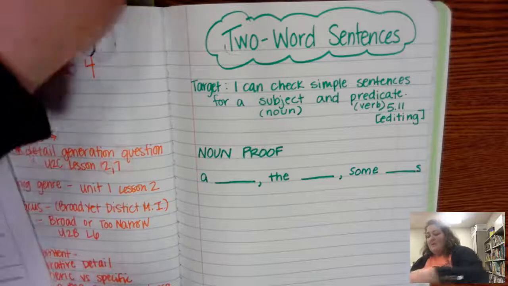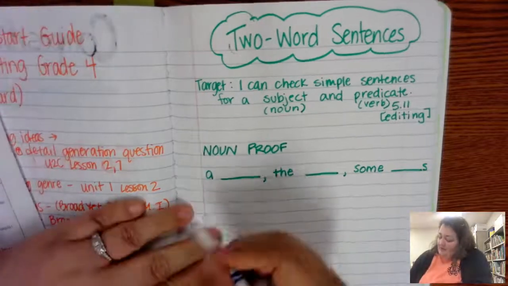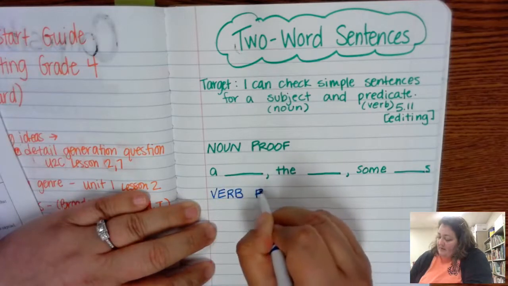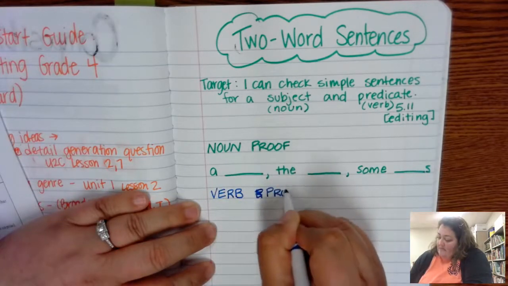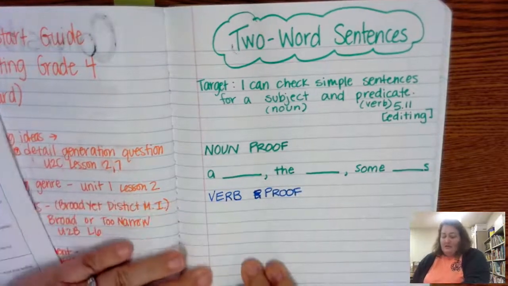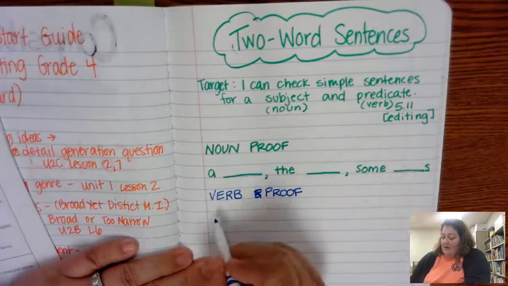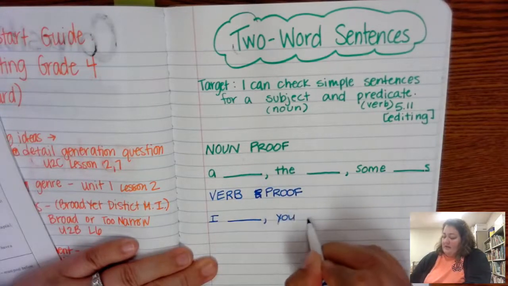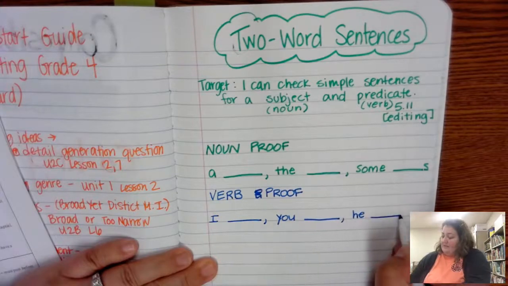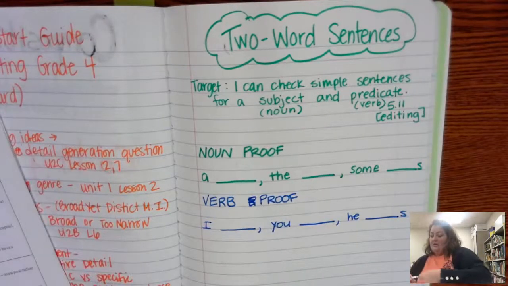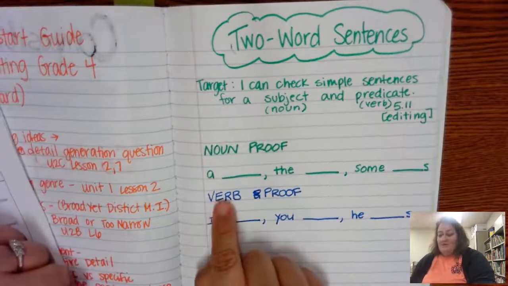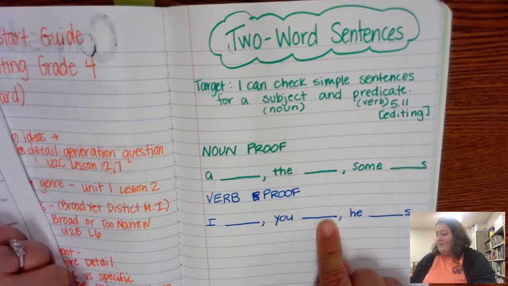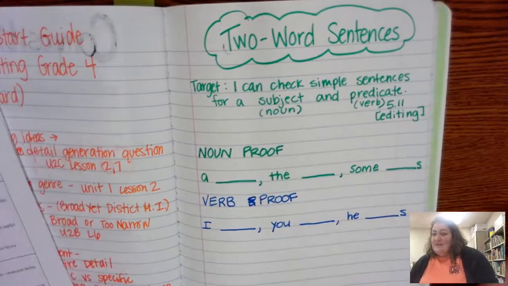Now verbs also have a proof. So I'm going to give you the proof. A verb proof, okay? It looks a lot like the noun proof. I blank, you blank, he blanks. So let's see, a verb might be write. I write, you write, he writes. It makes sense. So it's a verb.